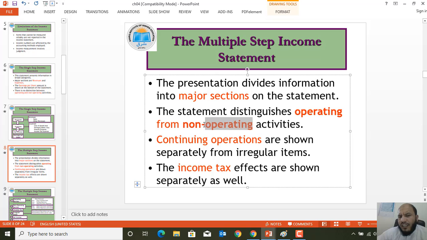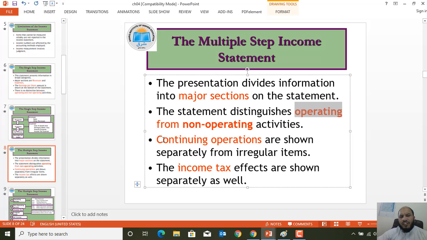In our earlier income statement, the single step income statement, we haven't distinguished or separated the operating from the non-operating. We only listed all the expenses and all the revenue items. From revenue items we only deducted all the expense accounts, and we found the net profit or net loss for the company. So here we will distinguish operating activities from non-operating ones.